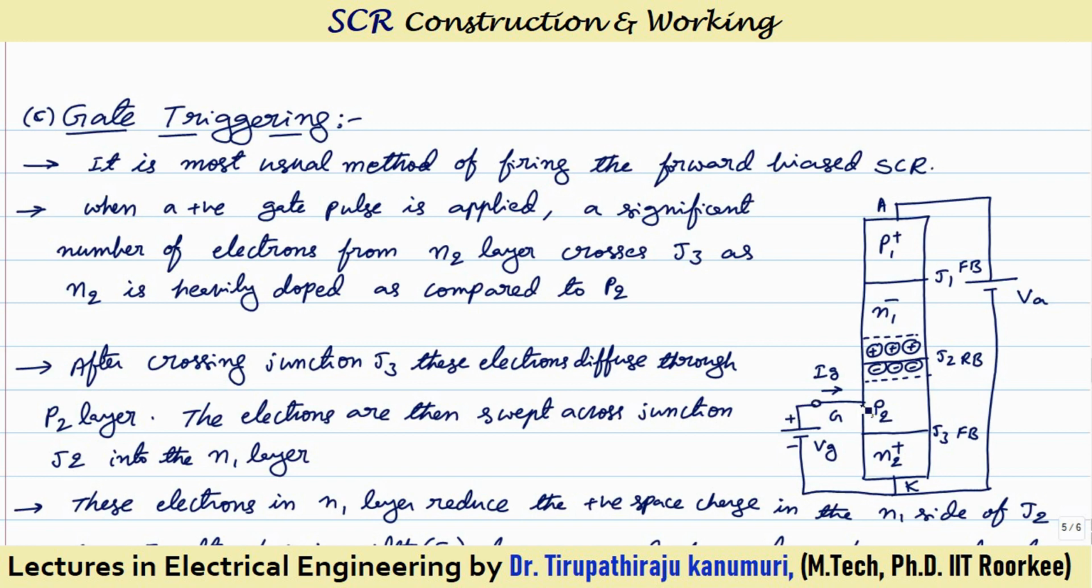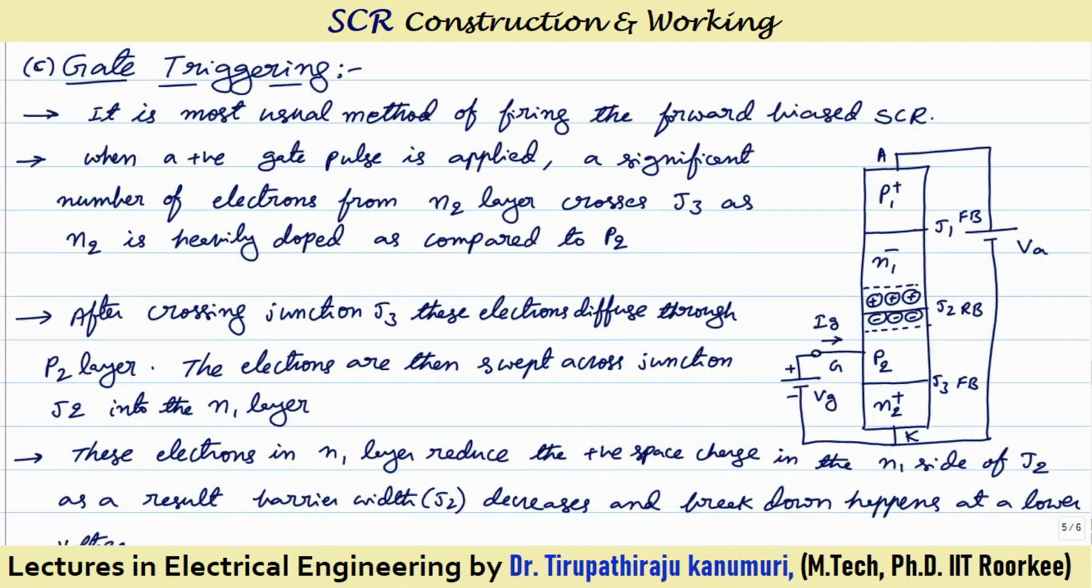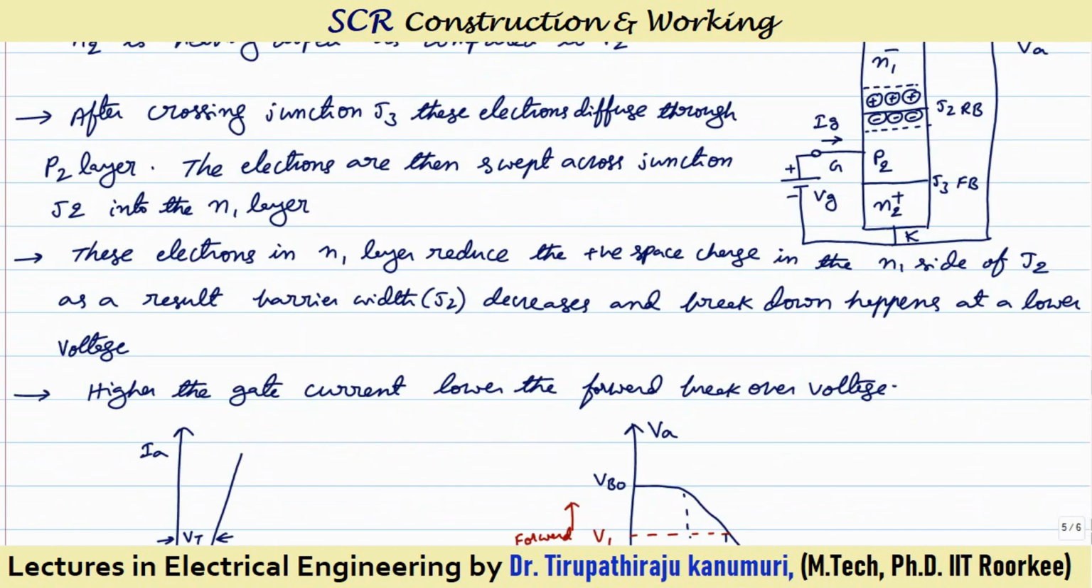So the more the value of the gate supply you are giving, or the more the value of the gate current you are applying, the more the decrease in the barrier width. So at a lesser value, it will break down. This is the basic working principle. Just understanding based on this concept, how J2 is decreasing, recombination will be difficult.